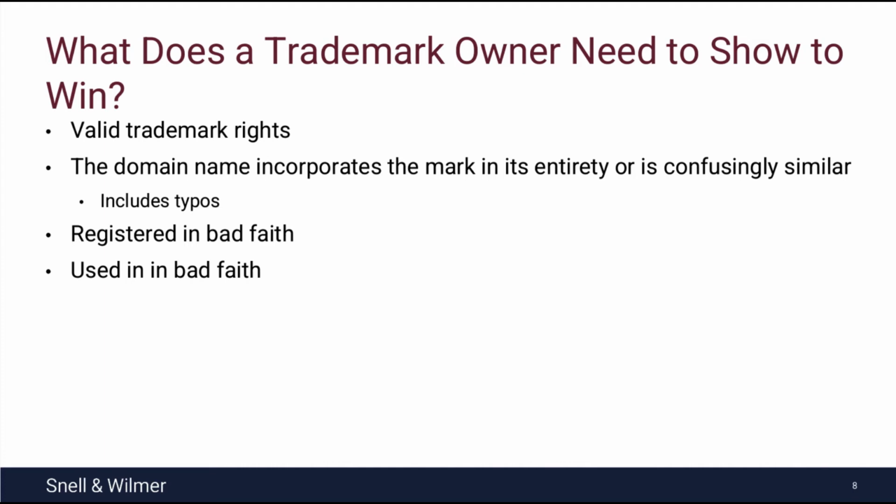And the other two elements that the trademark owner needs to show are registered in bad faith and used in bad faith. And these are the hardest ones to show. If you're accused of cybersquatting, or something like this, these are the areas that you probably could win your case on. Registered in bad faith means that the domain name was registered with the intent to go out there and basically profit from the trademark owner. In addition to that, you have to have used the mark in bad faith, which means you're using it in a manner which is designed to hurt the trademark owner.